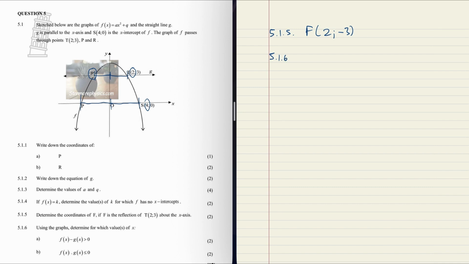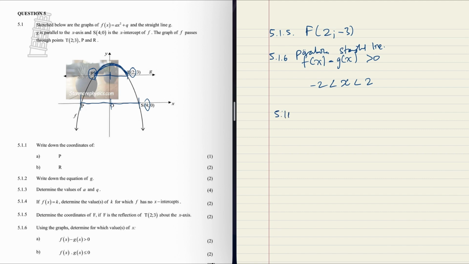Question 5.1.6, using the graphs, determine for which values of x, f of x minus g of x is greater than 0. So simply what this is asking is, where is the parabola above, because of the minus, it must be above the straight line. So the parabola is above the straight line between these values here, between 2 and minus 2. So we'll say that x is between minus 2 and 2.